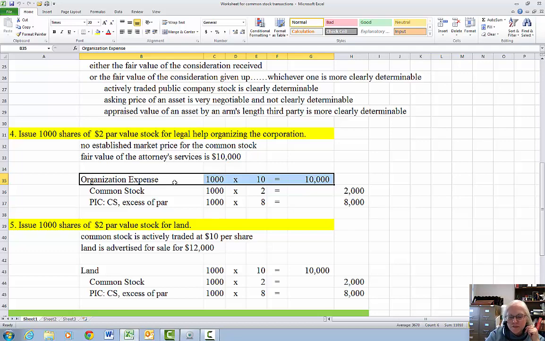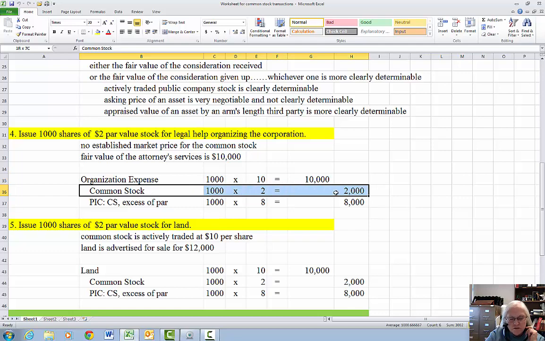Since this is the beginning accounting class, that is all we're going to consider. In reality, you can either debit an asset called organization cost and then amortize that asset, or you can debit the expense directly. And all we're going to do in the beginning class of accounting is debit the expense. We credit common stock for the par value, and the excess goes into paid-in capital, just as if you had received cash for it.